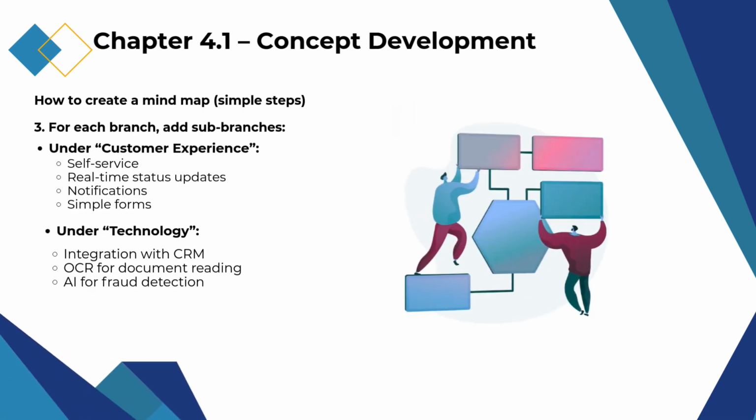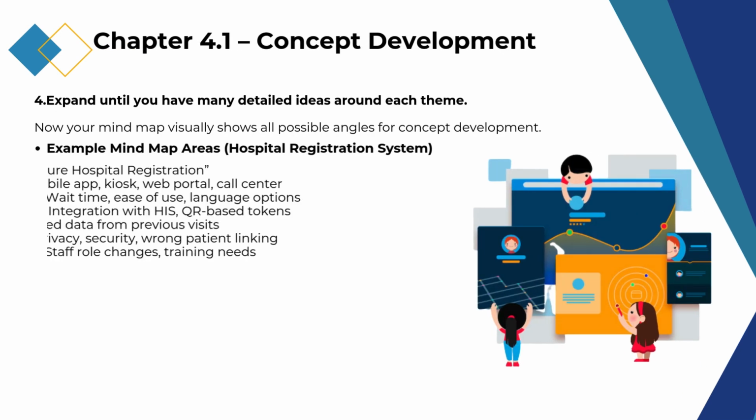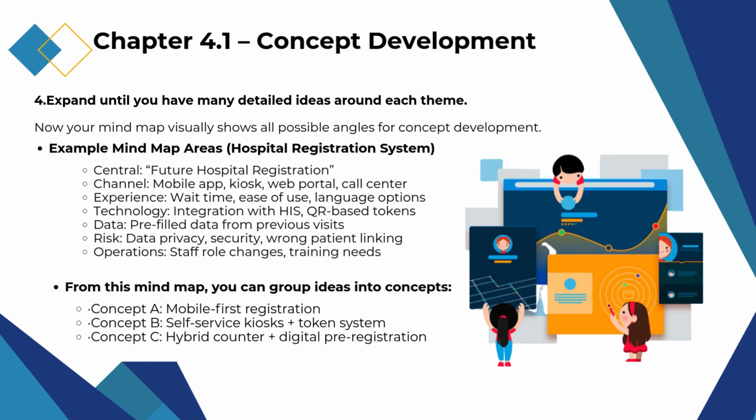Next, for each main branch, add sub-branches to detail specific ideas. For example, under customer experience, you could include self-service, real-time status updates, notifications, and simple forms. Under technology, sub-branches might be integration with CRM, OCR for reading documents, and AI for fraud detection. This expands the map and shows connections between different design elements. After adding sub-branches, continue expanding the mind map until it captures many detailed ideas for each theme. This creates a visual overview of all possible angles for concept development.